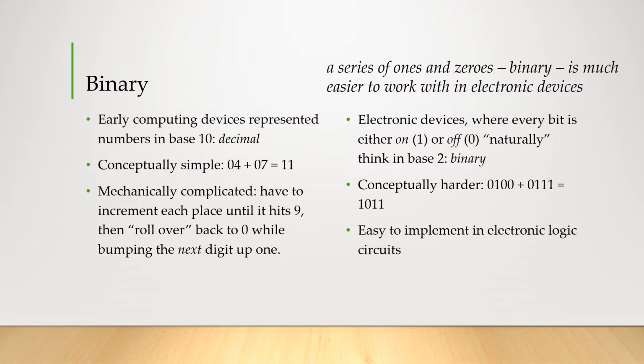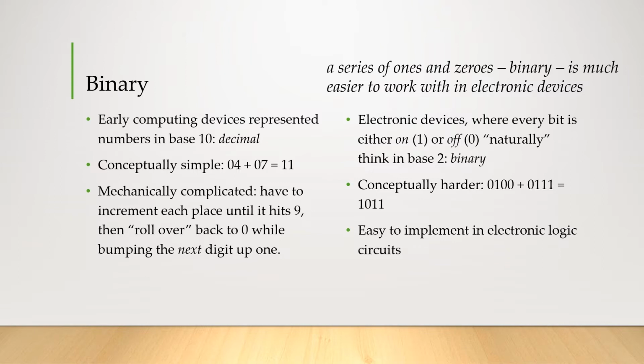Going with digital is the idea of moving to binary. Early computing devices represented their numbers in base 10. So this is very simple for humans to process because most of us think in base 10. So 4 plus 7, we naturally think, well, 4 and 7 come together as 11. 4 plus 7 is greater than 10, so we carry one digit over, and we get 11.